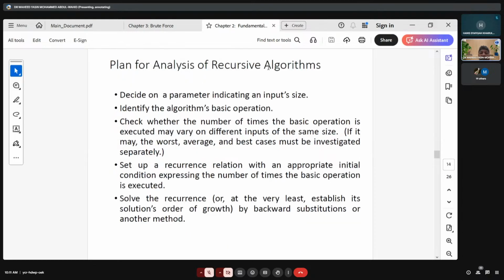Plan of analysis of recursive algorithms. Decide on a parameter indicating input size and find the algorithm's basic operation. Check whether the number of times the basic operation is executed may vary on different inputs of the same size. If it may, the worst, average, and best case must be investigated separately. Set up a recurrence relation with an appropriate initial condition expressing the number of times the basic operation is executed. Solve the recurrence, or at the very least establish its order of growth, by backward substitution or another method such as forward substitution.